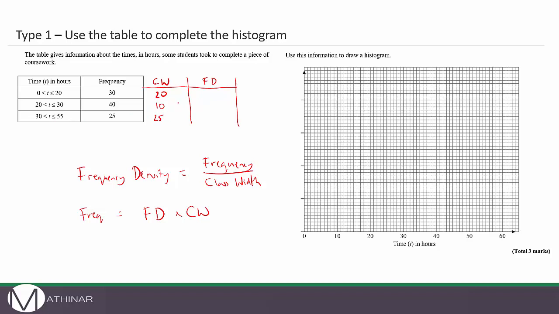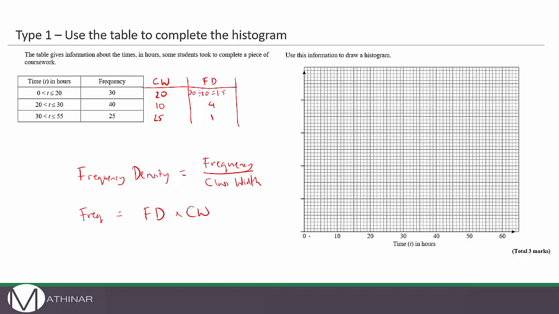Now, frequency density is frequency divided by class width. So that's 30 divided by 20, which is 1.5. 40 divided by 10 is 4. 25 divided by 25 is 1. So these are my frequency densities.